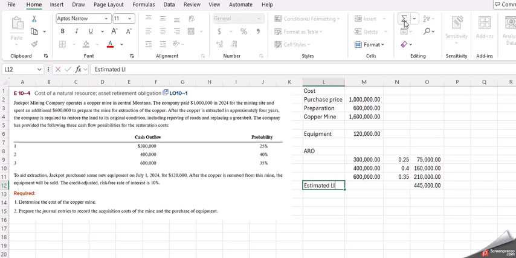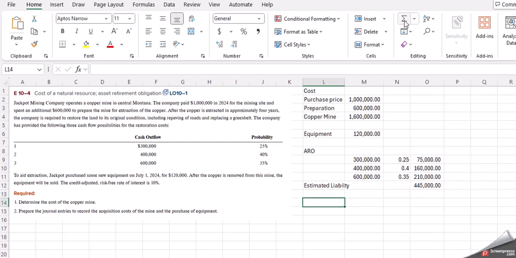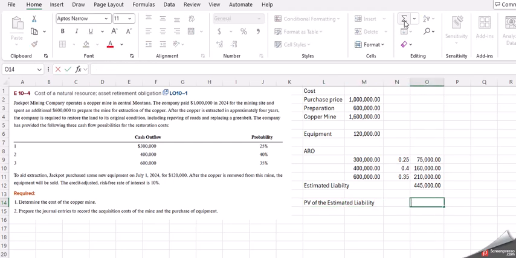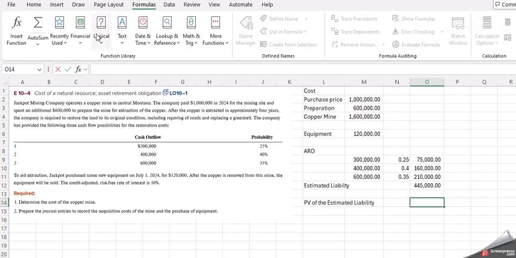Now the thing is, it's not now. Like, we're not going to pay that now. We're going to pay that at the end. So then what we have to do is take the present value of the estimated liability. And I'm going to do my formula in Excel. You could also use your financial calculators.